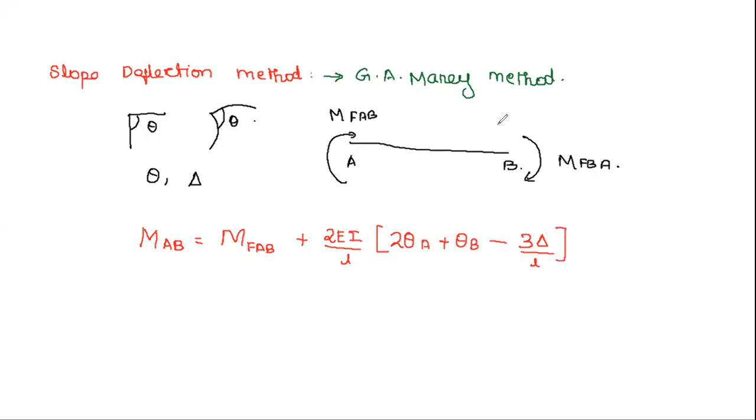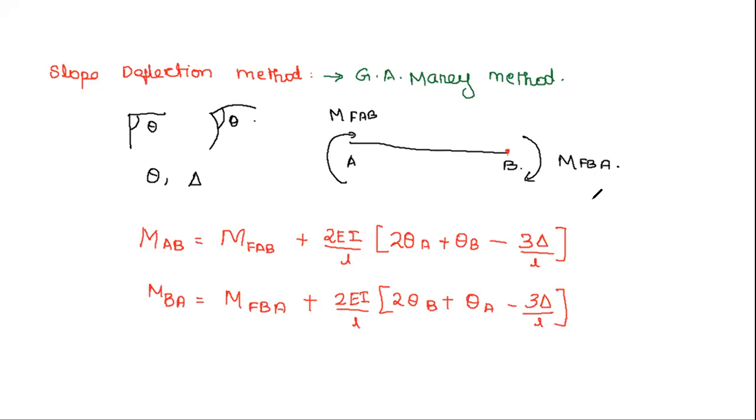For the same member, writing for MBA, MBA is equal to MFBA plus 2EI by L. I am writing for joint BA, so what is the nearer end? It is 2 theta B. So 2 theta B plus theta A minus 3 del by L. This 3 del by L term comes into effect when there is a sway correction factor.